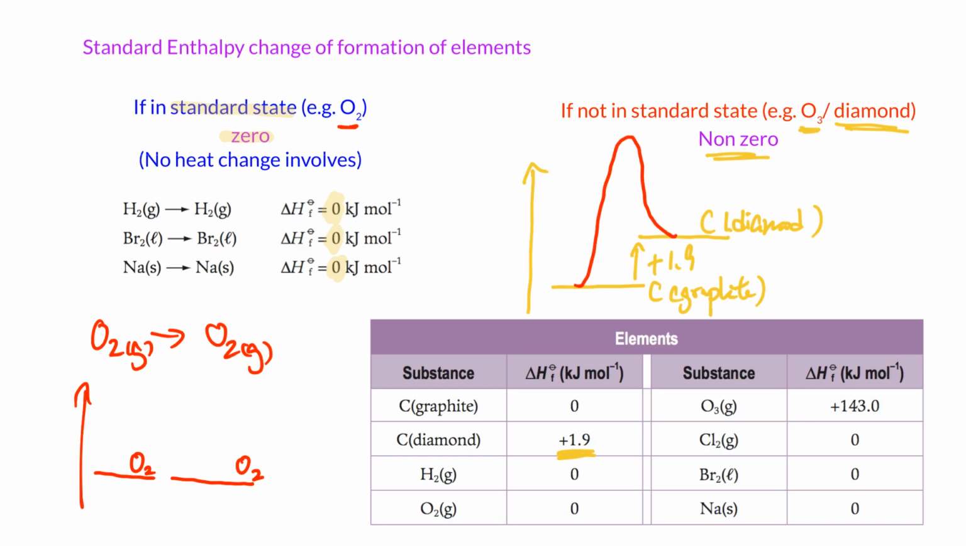But the key point is, if the element is in its standard state, the enthalpy change of formation will be 0. But if the element you're looking at is not in its standard state, then it will be non-zero. It can be positive, but normally it won't be negative, because if it's negative, that means it would be much more stable than the others, right?